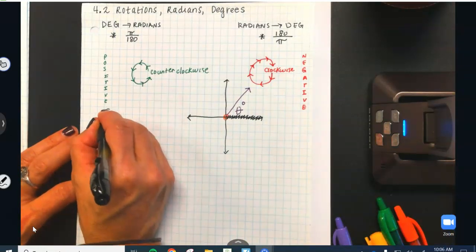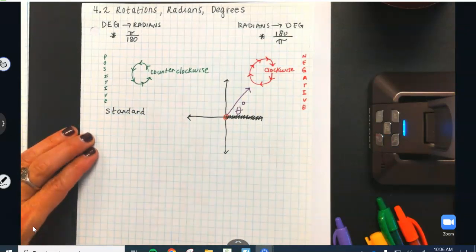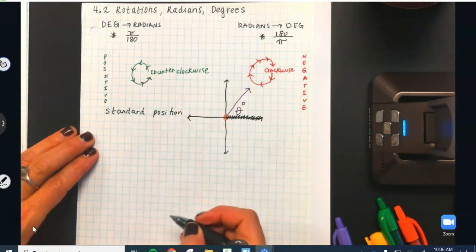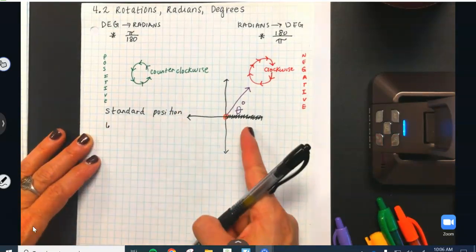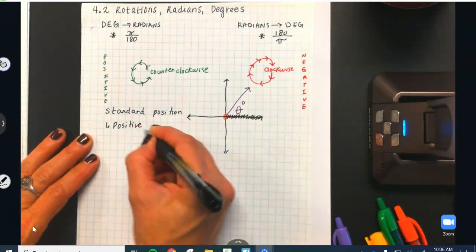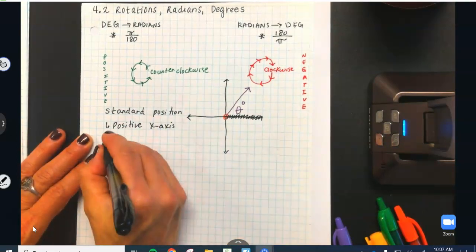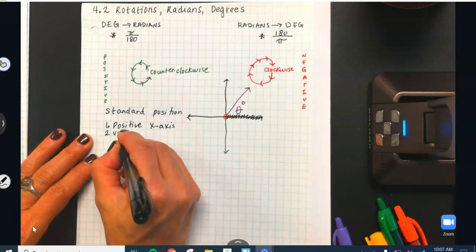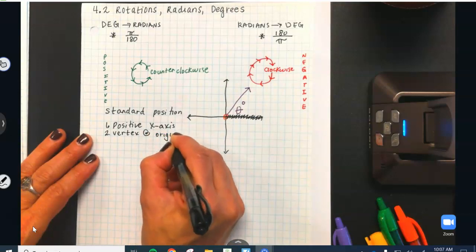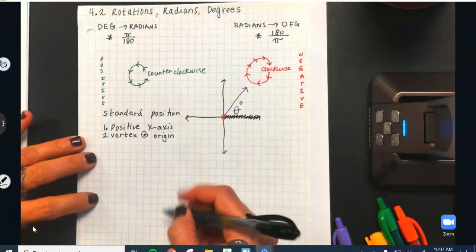I'm going to write standard position over here. Usually I'm not a big vocab person, but I am going to ask you to know what standard position of an angle is. And just remember, it's three things. It always starts on the positive side of the x-axis. The vertex is always anchored on the origin. And when I mention the word terminal side, just remember that's where the angle stops.